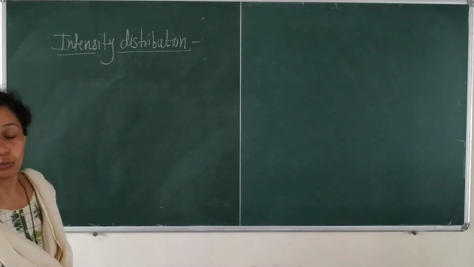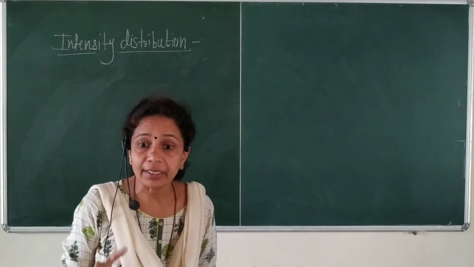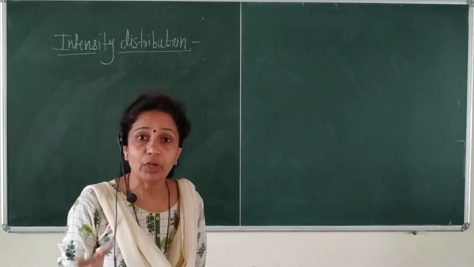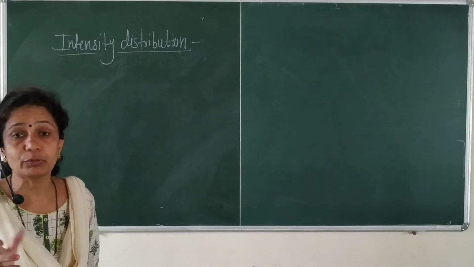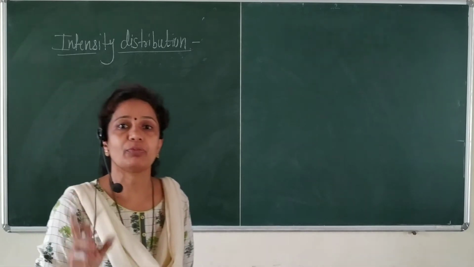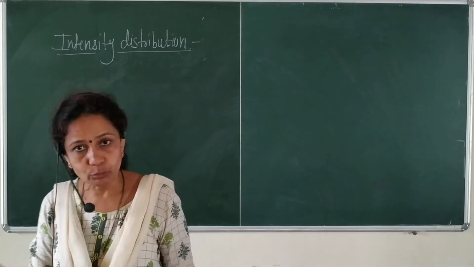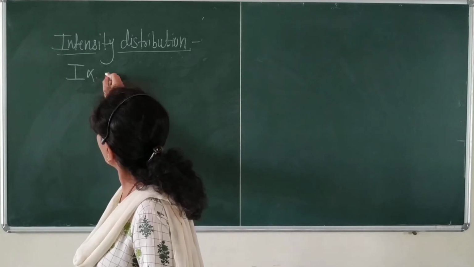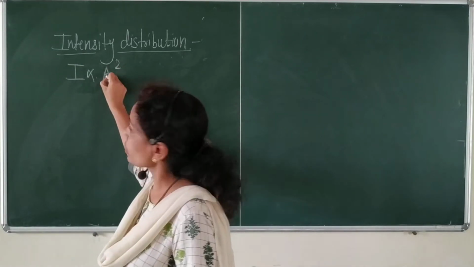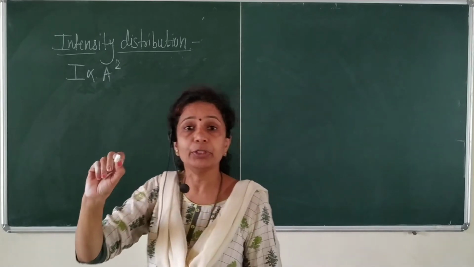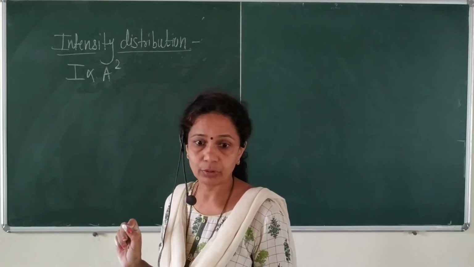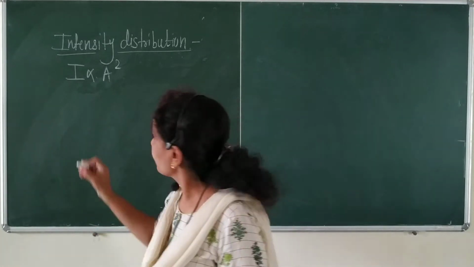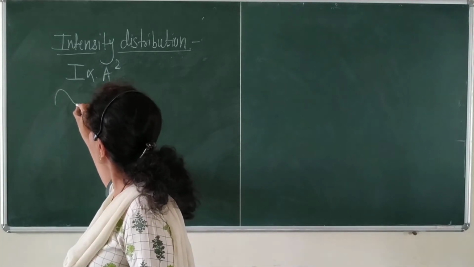In this point, we have to calculate the intensity at point P, which is on the screen, where the phase difference between the two waves is phi. Okay, you know that the intensity of the wave is directly proportional to the square of the amplitude of the wave.